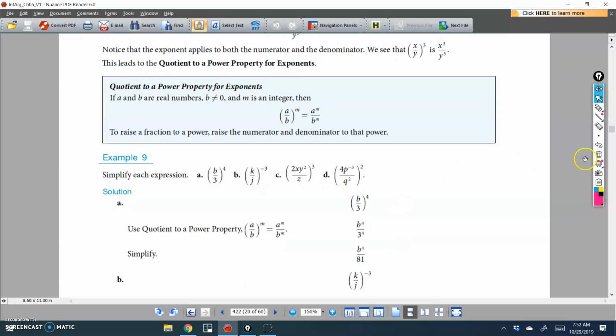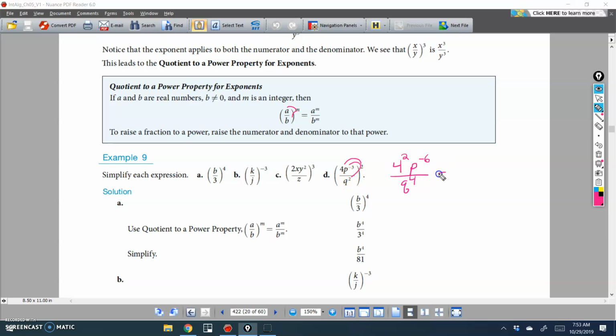So next, if we raise a quotient, this is all just derivative of the power rule. Quotient to a power, the power distributes to both pieces. So let's look at d, because it's the most complicated. This 2 is going to go to the 4, this 2 is going to go to the p, and the 2 is going to go to the q. So this would be 4 squared p, negative 3 times 2 is negative 6, over q, 2 times 2 is 4, so over q to the 4th.